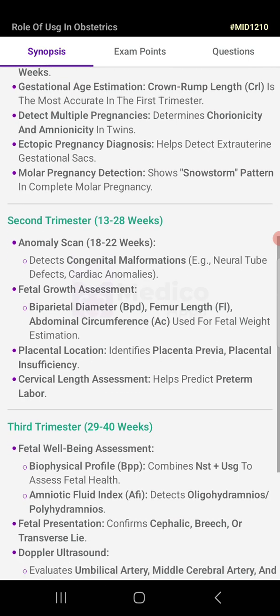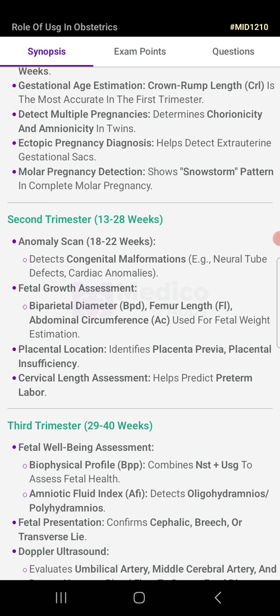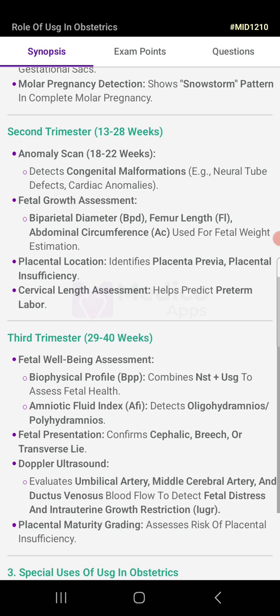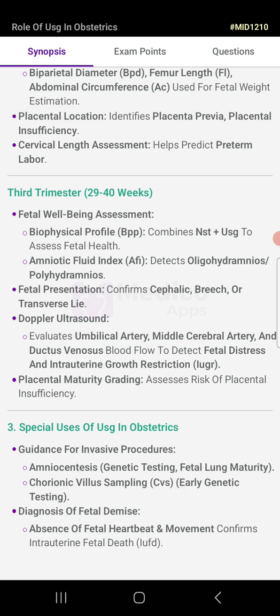Placental location identifies placenta previa and placental insufficiency. Cervical length assessment helps predict preterm labor. Third trimester, 29 to 40 weeks. Fetal well-being assessment: the biophysical profile combines NST plus USG to assess fetal health.